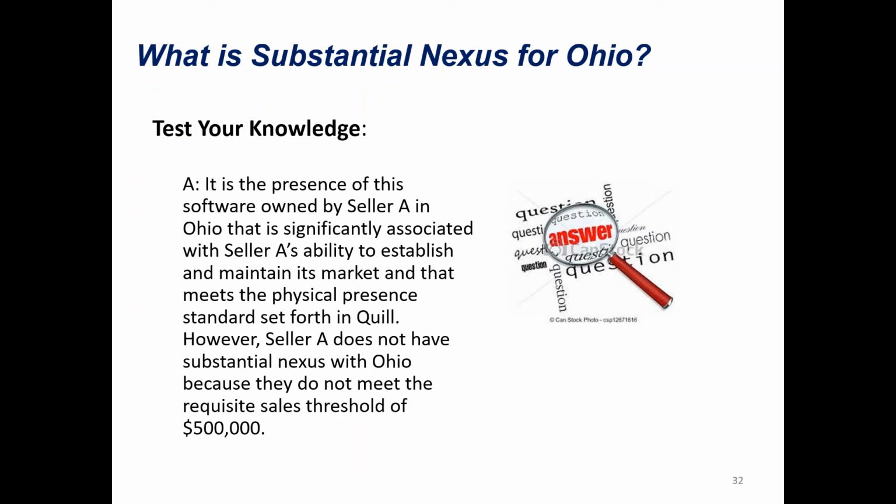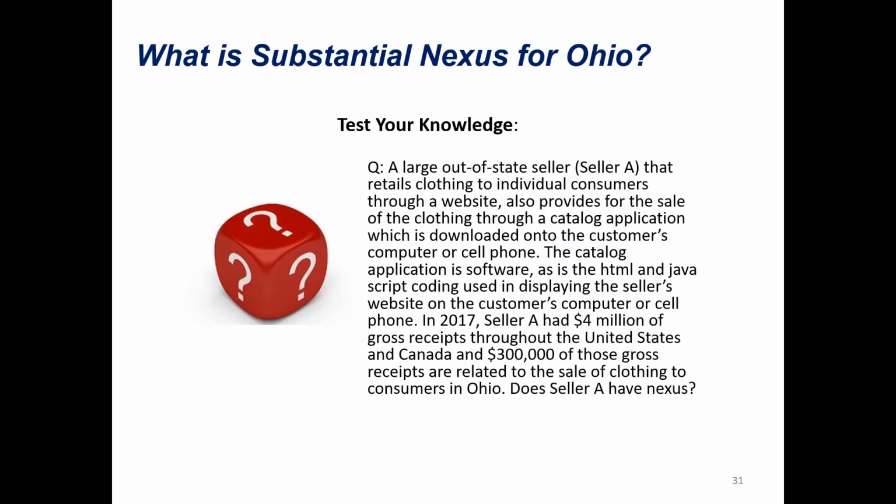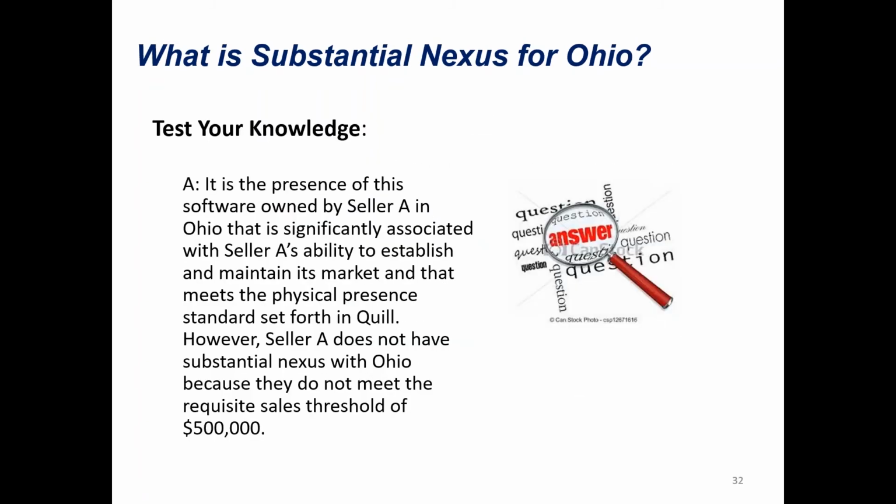So the presence of the software that we talked about that's owned by Seller A and is in Ohio is significantly associated with Seller A's ability to establish and maintain their marketplace. And that is that physical presence standard that we had seen in Quill. However, Seller A doesn't have substantial nexus with Ohio because they don't meet the requisite sales threshold of $500,000. And again, the facts were that they had $300,000 in gross receipts in Ohio. So in that situation, Seller A would not be required to collect and remit the tax. However, they can voluntarily register with the seller's use tax account and collect and remit on behalf of those customers that bought $300,000 worth of goods in Ohio.